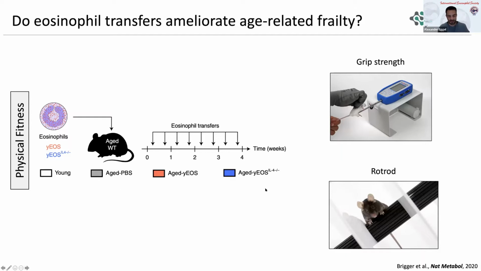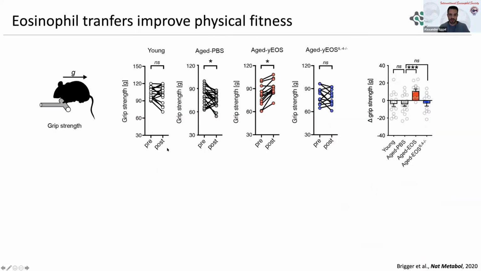And you see, this is the exact same treatment regimen that we had before. And what the results told us is basically that each and every mouse that has been treated with IL-4 sufficient eosinophils performed better after the transfer than before the treatment. Whereas aged mice, the control condition, performed significantly worse. And this effect was IL-4 dependent, because we saw no amelioration with the transfer of IL-4 deficient eosinophils.